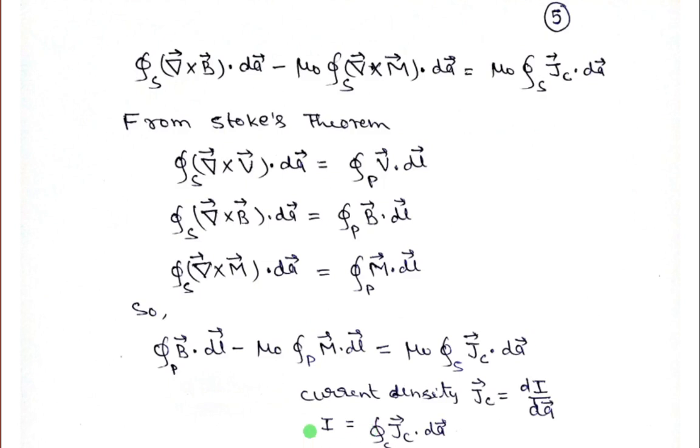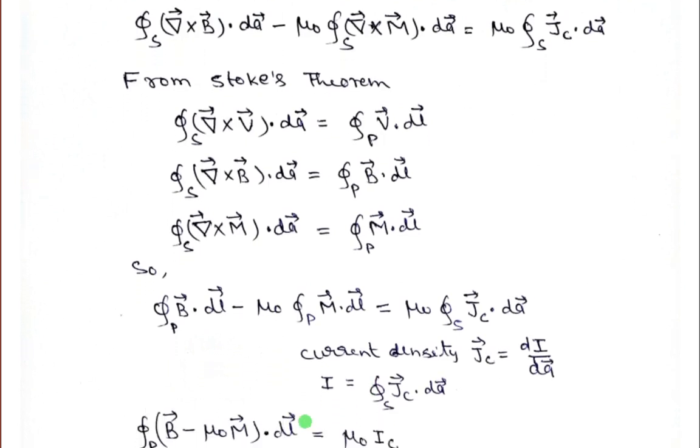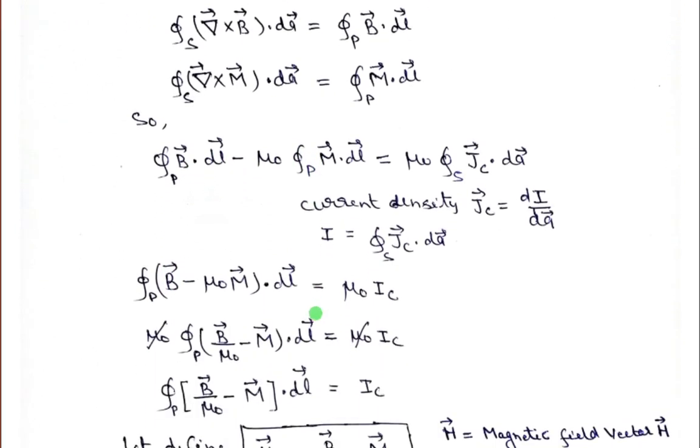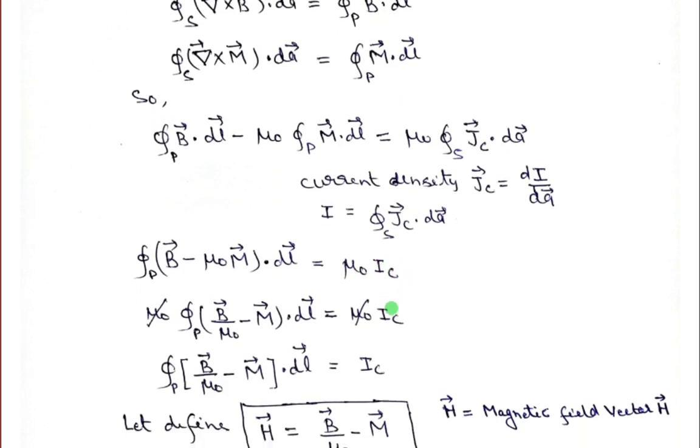So that is why we will call this conduction current. If we write, here we take this line integral outside, so we can take this B minus mu 0 M, so we can write this quantity, that is line integral closed path B minus mu 0 M dot dl is equal to mu 0 IC. IC or IF, maybe in some books you get IF also, free current.